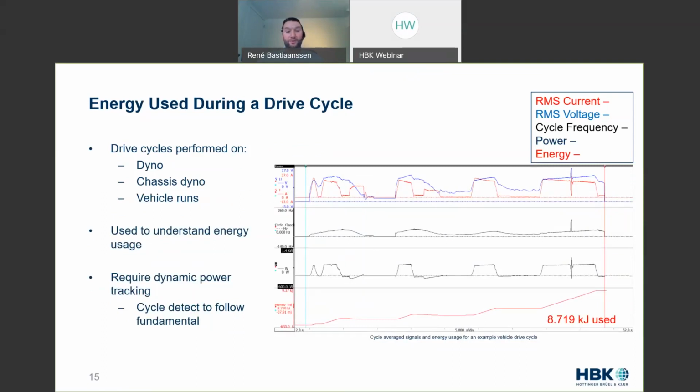And this is really needed to understand the used energy in specific scenarios. So we require dynamic power tracking and a cycle detection to follow this fundamental frequency. Which brings us to the conclusion.